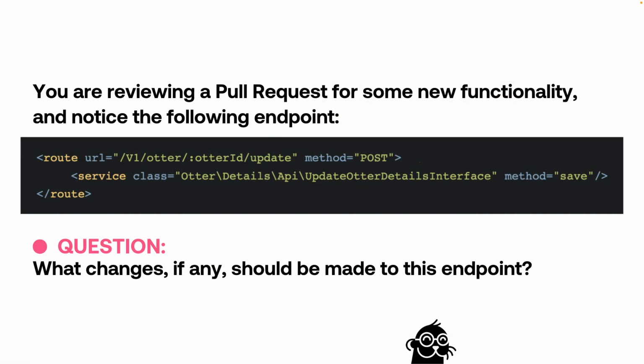Let's look at our question here for the week. You are reviewing a pull request for some new functionality, and notice the following endpoint. All right, here is the XML in the webapi.xml file that we're looking at. We have our URL, we have a method of post, we have a service class, and a method. What changes, if any, should be made to this endpoint?